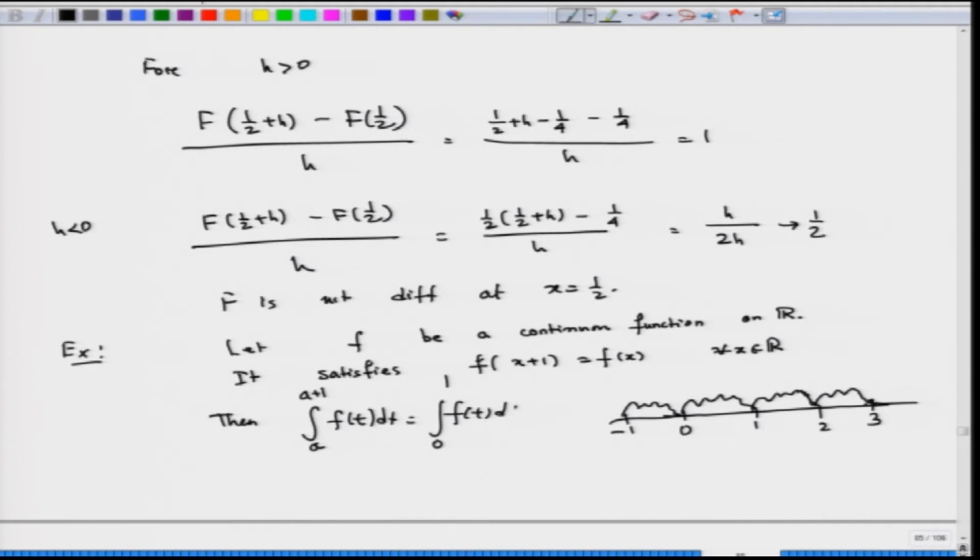Now, in the integral we have said that this is the area under the curve. Suppose this is the area under 0 to 1, now I take any a here and then a plus 1 is here. The area of this is also going to be the same as the integral from 0 to 1 of f(t) dt. That is what is true about a continuous one periodic function.